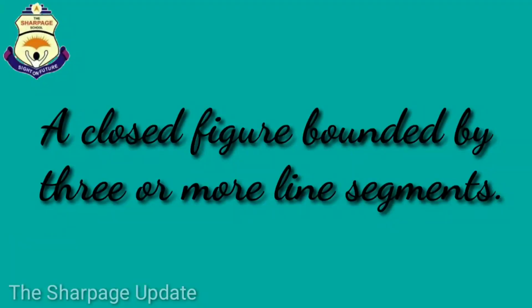So firstly we have to know what a polygon is. A polygon is a simple closed figure formed with line segments in the same plane. These are the only conditions: the figure has to be closed and made up of line segments in the same plane. A closed figure bounded by three or more line segments is called a polygon.